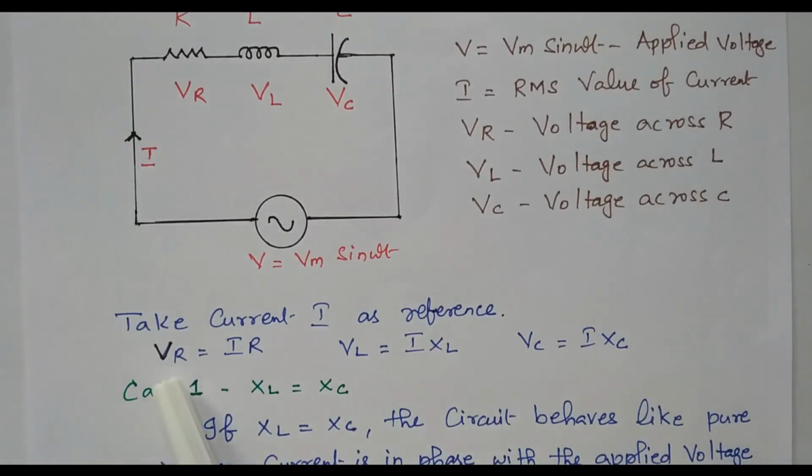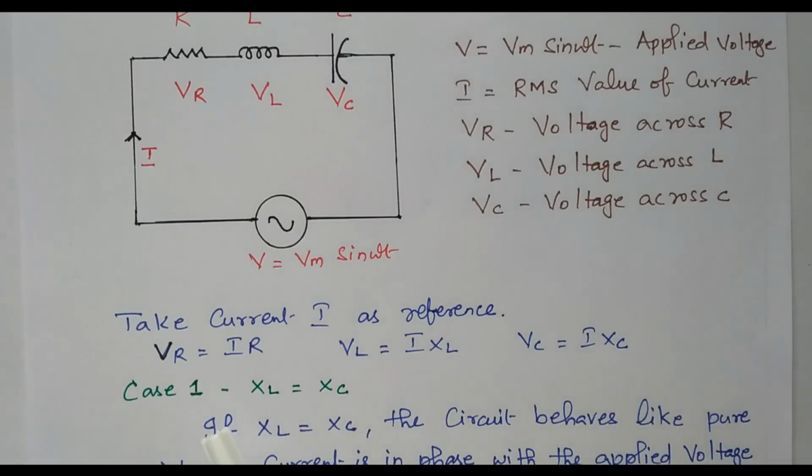Based on that, VR, the voltage drop across the resistor, is equal to I into R. Voltage drop across the inductor is I into XL. Voltage drop across the capacitor is I into XC. In this circuit we have an inductor as well as a capacitor. If an inductor is present, the current is lagging. If a capacitor is present, the current is leading.